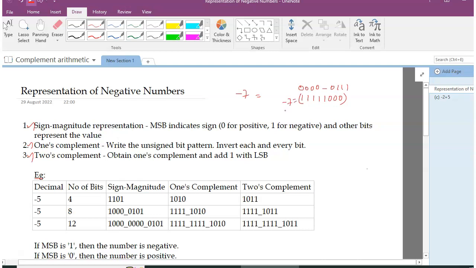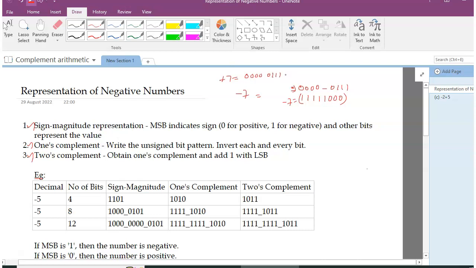What is the ones complement representation of +7? That is the unsigned form, this one. So there is no difference in bit patterns for positive numbers. The positive numbers are represented in the same manner in all 3 representations: sign magnitude, ones complement, twos complement. In all 3 representations, +7 is represented as 0 0 0 0 0 1 1 1.